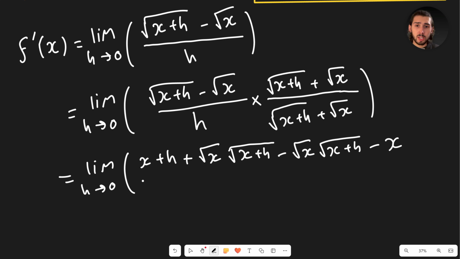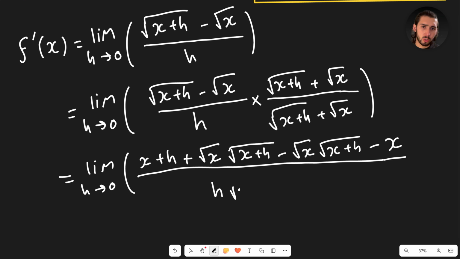And you can see that quite a lot of stuff here will cancel out, which is exactly what we wanted to happen. And of course, we have to do the denominator too. The denominator will just be h times the square root of x plus h times the square root of x.